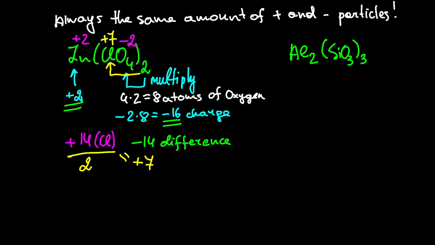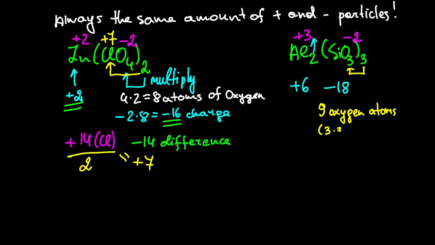The last example is Al2(SiO3)3. An aluminum charge is +3, and like always, oxygen is -2. Aluminum generates 6 positive particles, 2 times 3. And oxygen generates 18 negative particles because we have 9 oxygen atoms in total, and each of them has an oxidation state of -2.